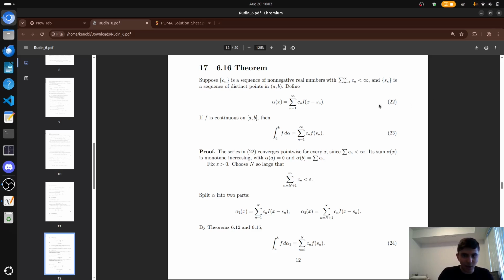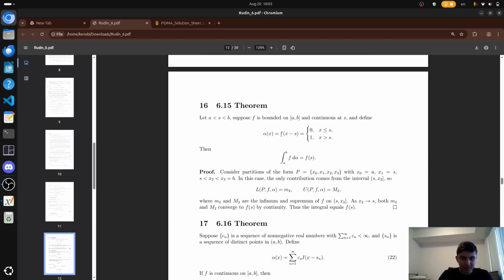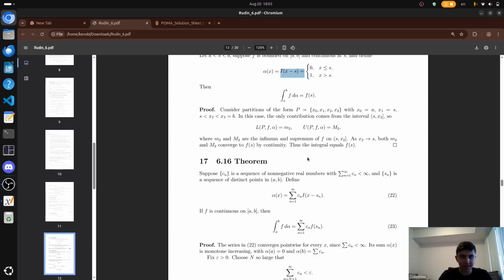And a way you can think about this is that we just proved that when you take the step function to be this, the integral is equal to f of S. So now if we take the step function to be Cn times this thing, it's going to be Cn times f of Sn. And since this step function is actually a sum, we know that the integral of the sum is the sum of the integrals. So you're going to get the sum from n equals 1 to infinity of Cn f of Sn.